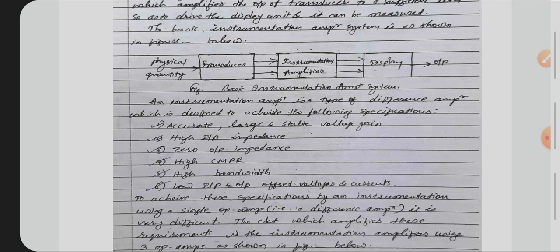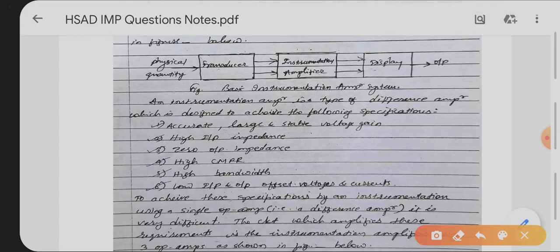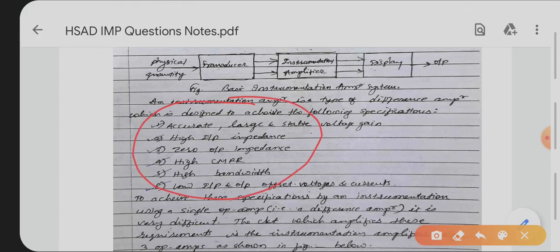Accurate, these are the features. I will show you. These are the features of a good instrumentation amplifier. Features means specifications, you can say, or characteristics. Accurate and large stable voltage gain, high input impedance.